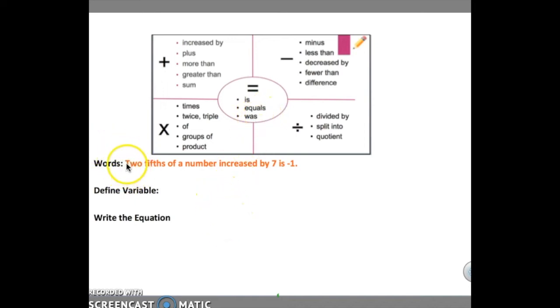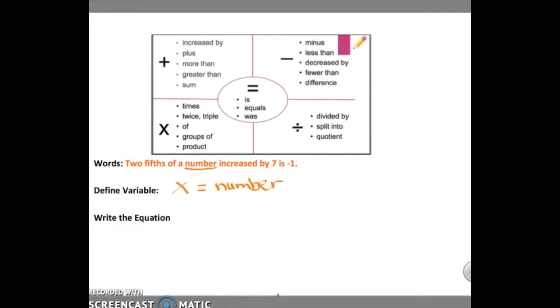The problem reads, 2/5 of a number increased by 7 is -1. So the first thing we need to do is identify a variable. So let us go ahead. It says here of a number. Okay, we don't know what that number is. So we are going to say let x equal that number.